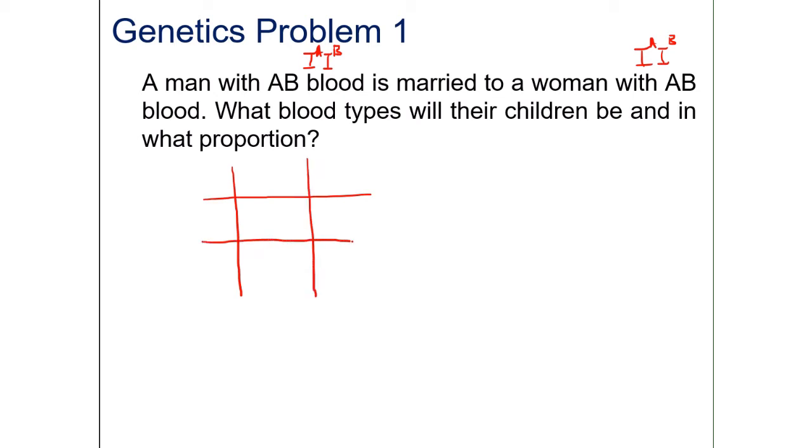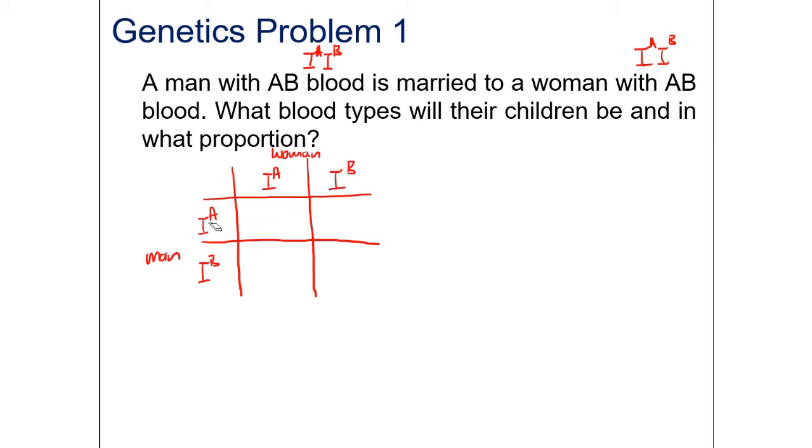The Punnett square will allow you to predict the probability of having different types of blood type in their children. So for the man, I'm going to put the man here. The man, half of the sperm IA, the other half IB. For the woman, half of it will be IA, the other half will be IB.